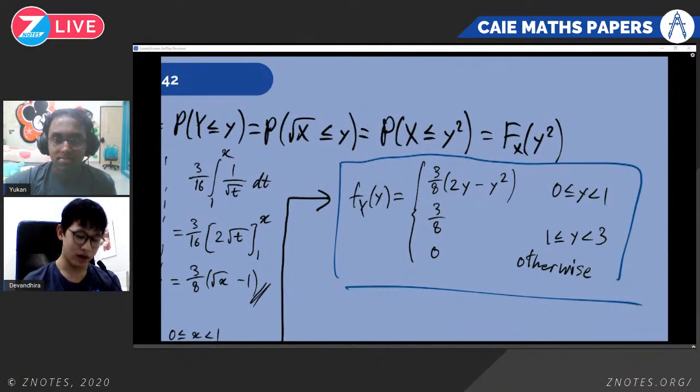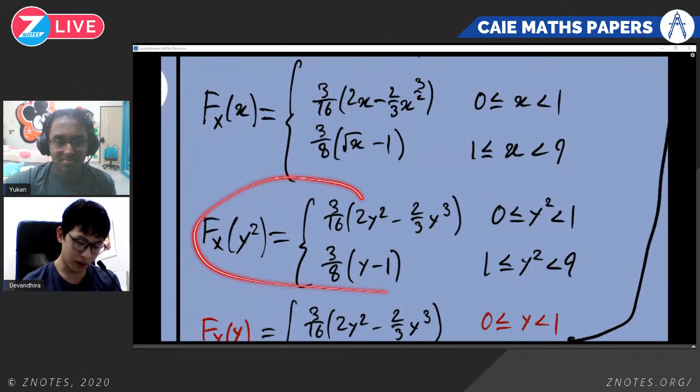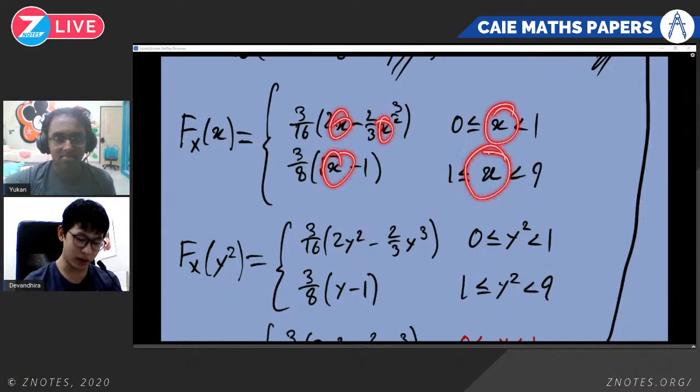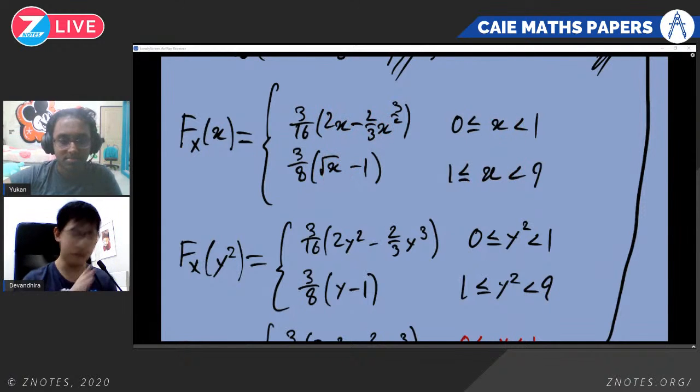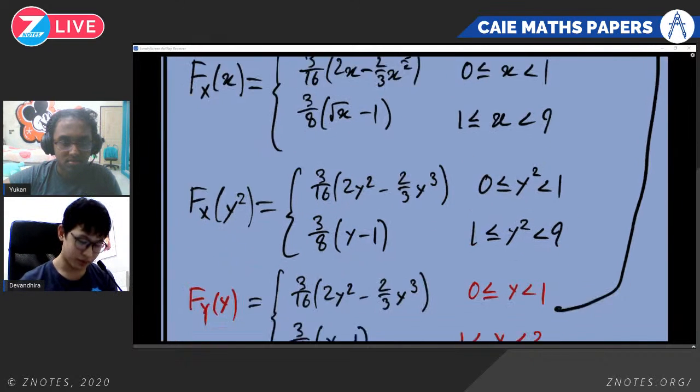All right. So now that we have this, remember to replace every single x, even in the interval, with y squared. Everything. Now from here you can simplify. You can simplify the boundaries also.